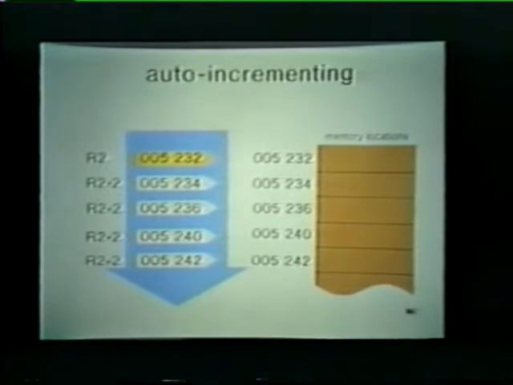Any of the registers can also be used for automatic incrementing. In other words, a value such as 005232 is first loaded into the selected register. Then this value is auto-incremented by the ALU. This value may be a starting address of a series of memory locations. Using register R2 in this way permits the processor to automatically step through consecutive memory locations. Notice in this example that the address in R2 is auto-incremented by 2 because we are retrieving full words.